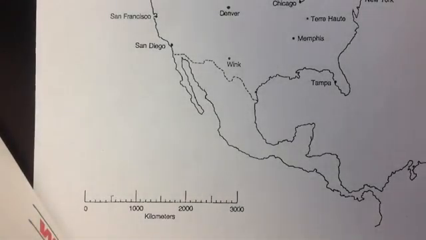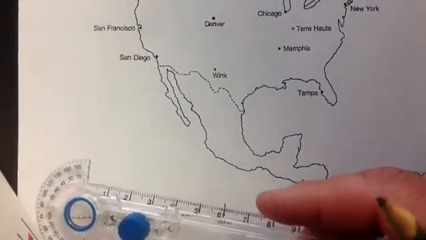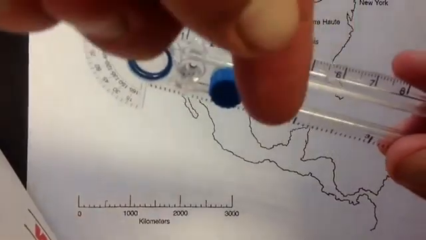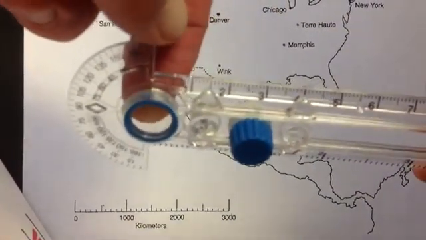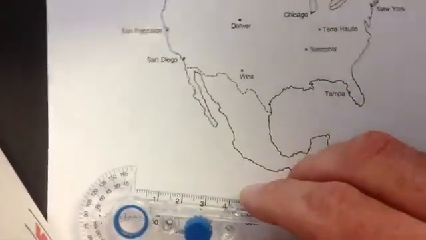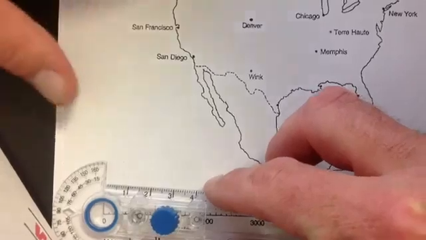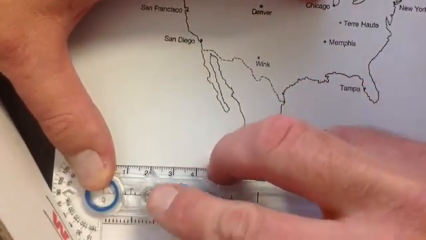I want to show you here how to use the safety compass and the map on our lab. Okay, the first thing you want to do is you want to remember that the safety compass, the center right here where my left index finger is, that goes on 0. So you want to just put that right on 0. Just hold it down. Okay, then you move this out.